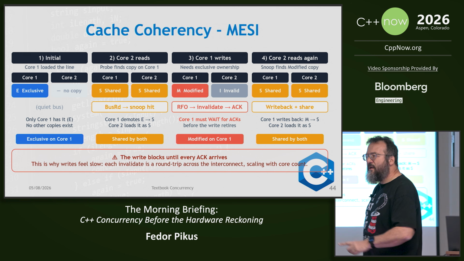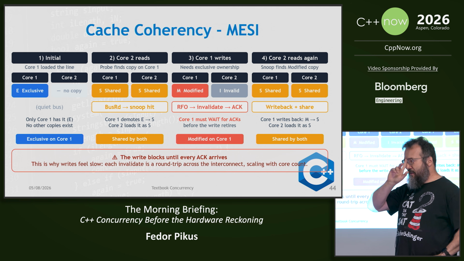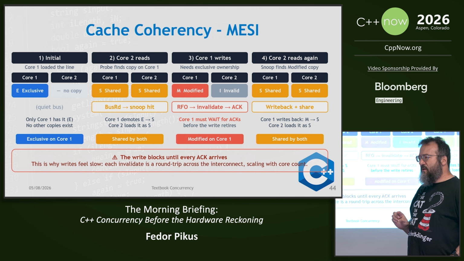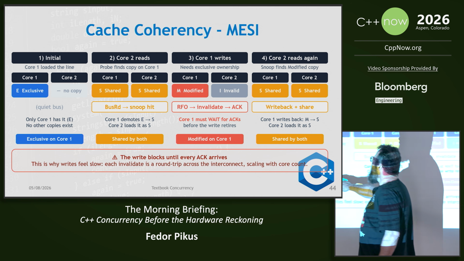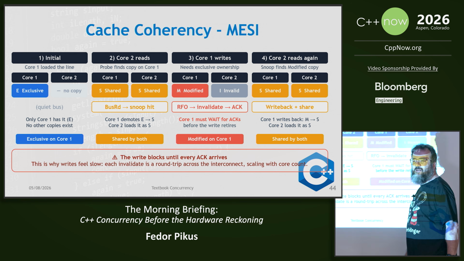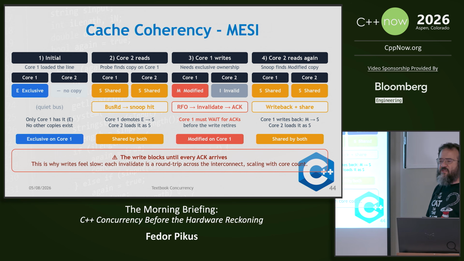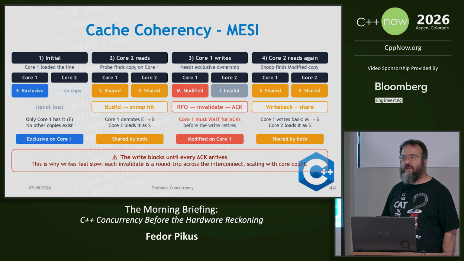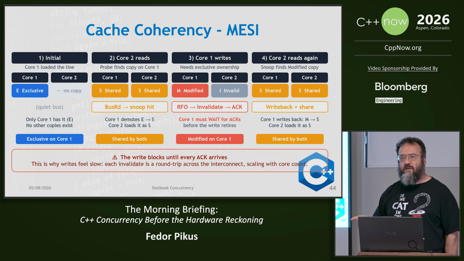Yeah. I don't understand why modified is different from exclusive. Exclusive means you have the same value as it is in memory. Okay, it's the same as memory. Modified means it can be different, and you need the write back. Okay, got it. I got it.